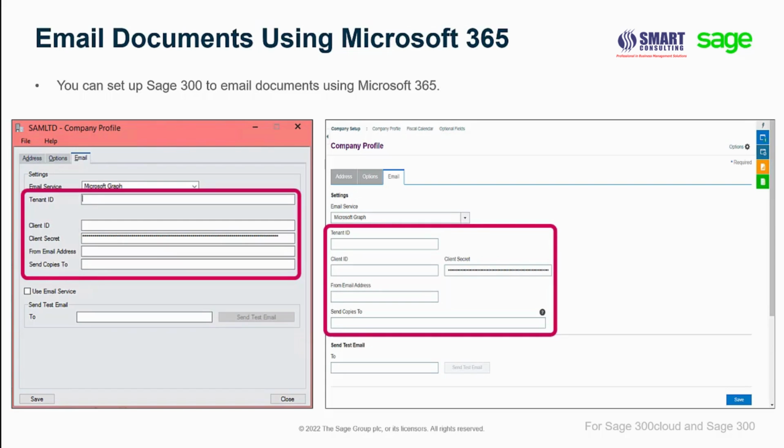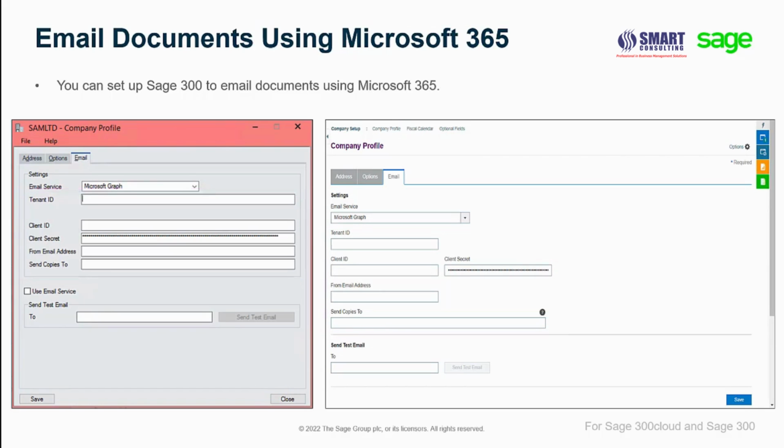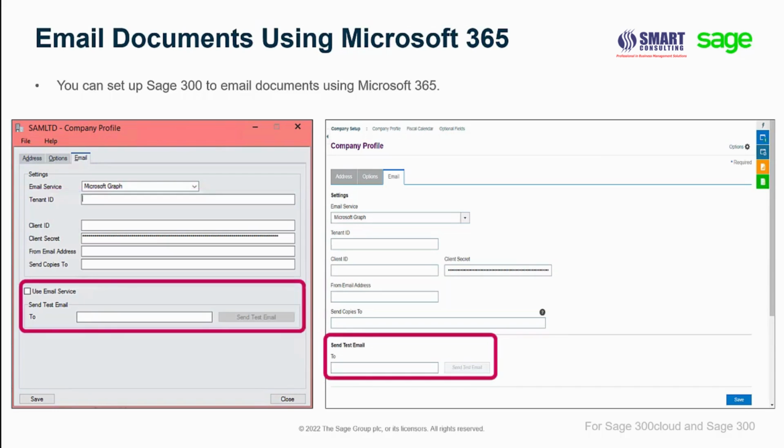If you choose to receive copies of emails that you send to customers or vendors, you can enter the email address where copies should be sent. Finally, to send a test email, specify a test email address, then click the Send Test Email button.